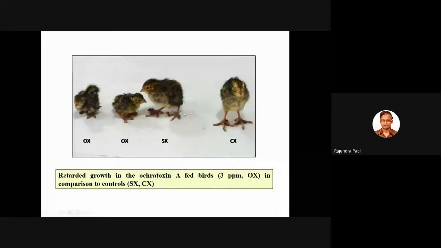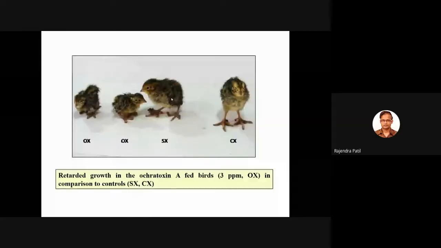However, this one is the SX group, the Cibothon. We gave the plant leaf methanolic extract of the Cibothon as an ameliorative agent, and it decreased the mortality as well as the growth parameter changes and the pathology in the birds.